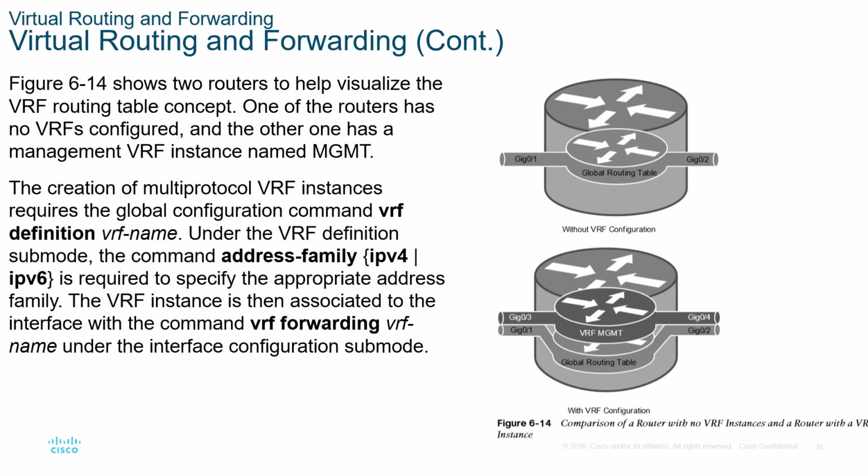So in the diagram, we can see that we have a VRF management that's attached to a separate interface. Here we have the global router interface. Let me grab my pen. On gig 0/1, leaving out gig 0/2, we have on gig 0/3 our VRF management interface.